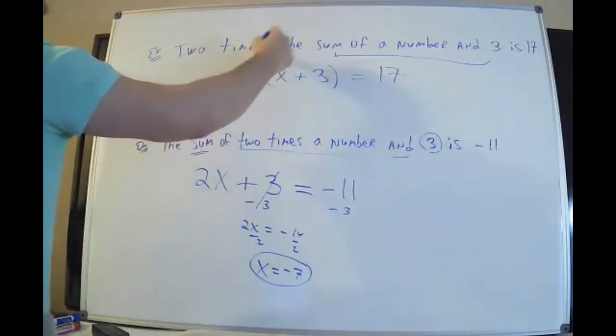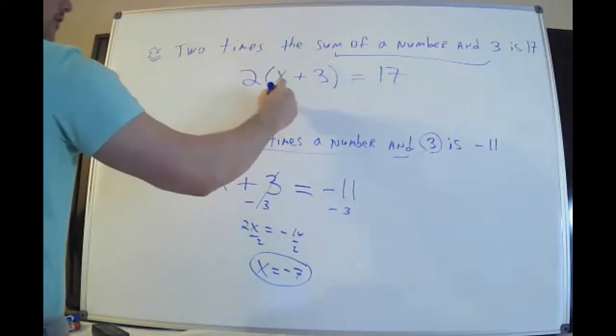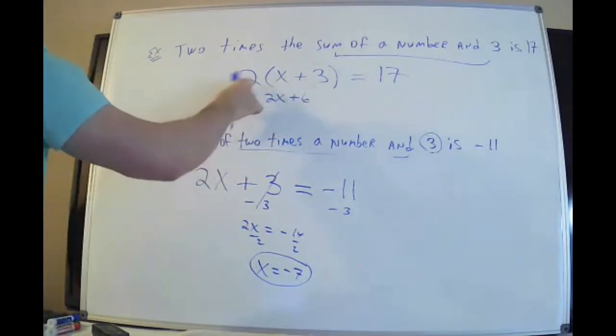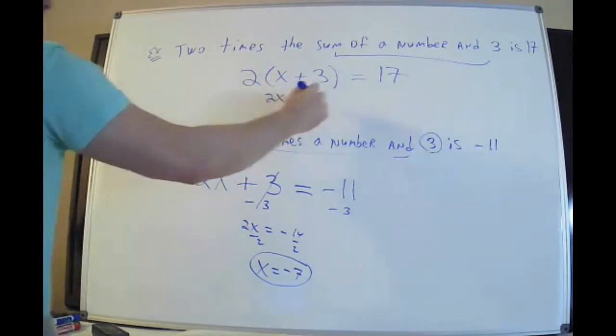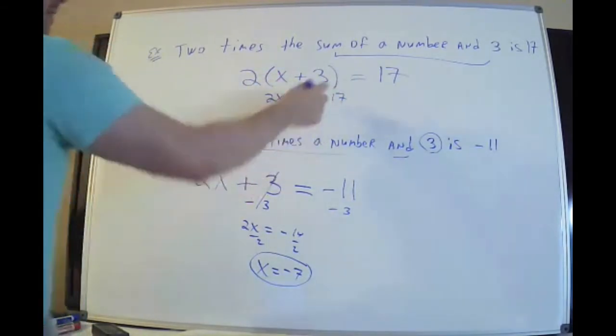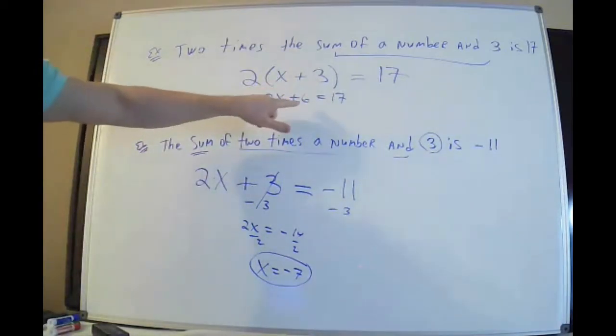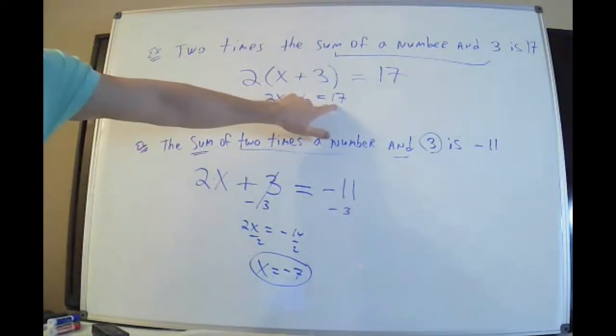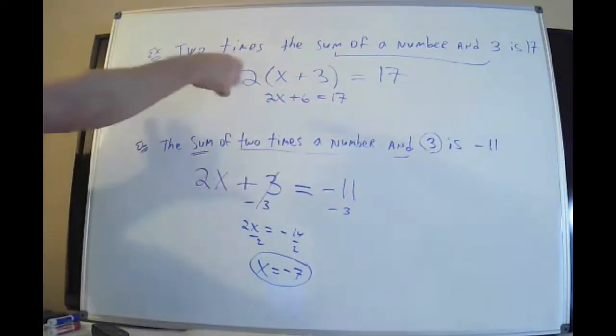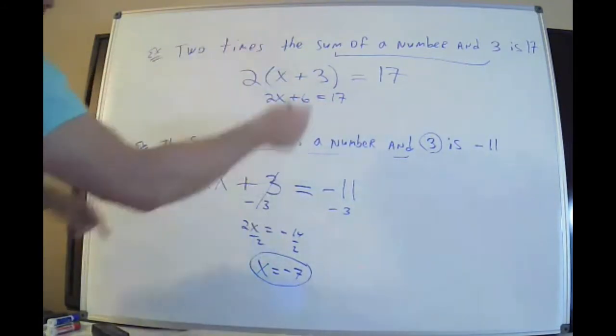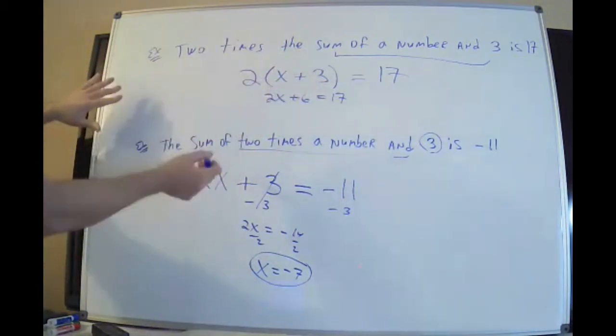Up here, you have to distribute, and you're going to get 2x plus 6, right? 2 times x, and then 2 times 3 equals 17. And then you would solve it. This answer comes out messy, right? You subtract 6 here, you get 11. 11 divided by 2, that's not good. I didn't make this one to solve it like the bottom one. I'm showing you the difference between the two.